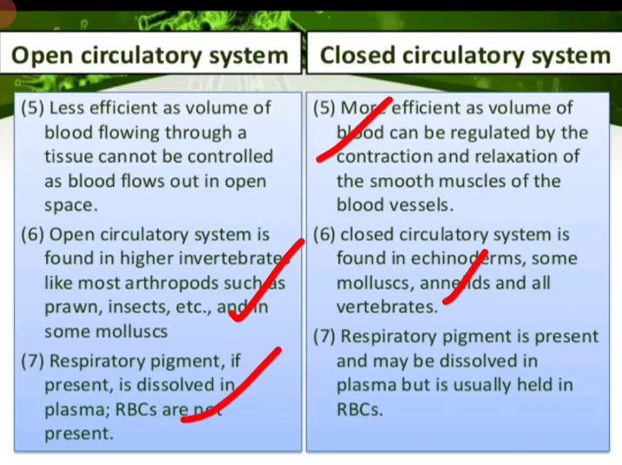RBC is not there here, so definitely it is present in plasma. Respiratory pigment may be present in a dissolved form in plasma, but actually it is held in RBC. It will be in RBC here, and in plasma there. Plasma means the content, we can say the matrix of the blood, it is called plasma.